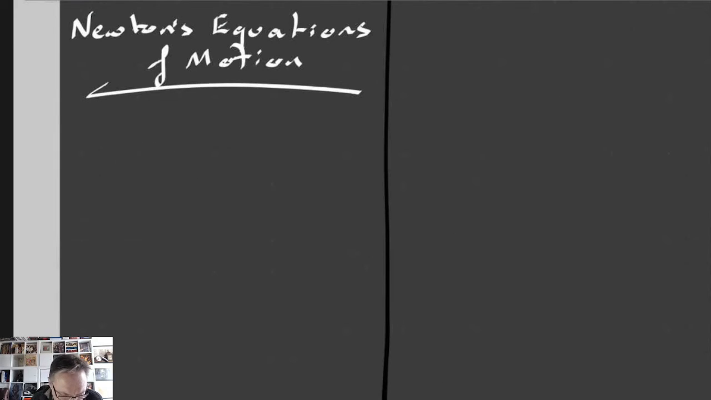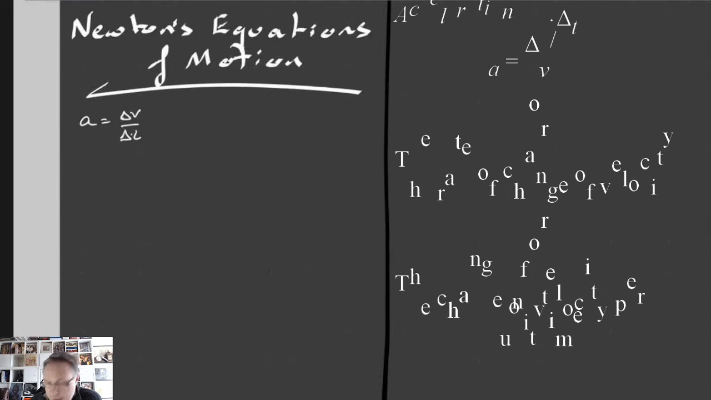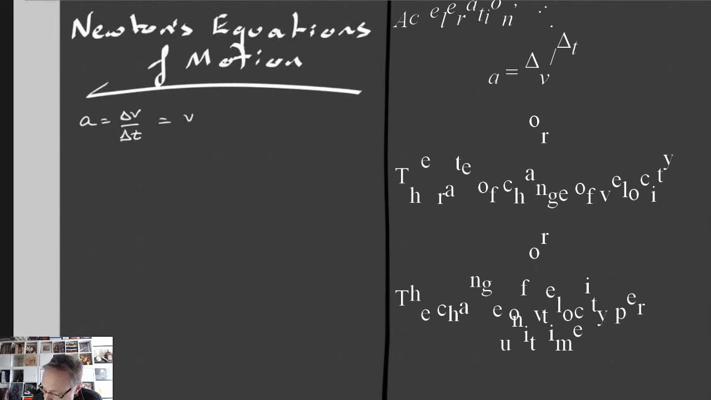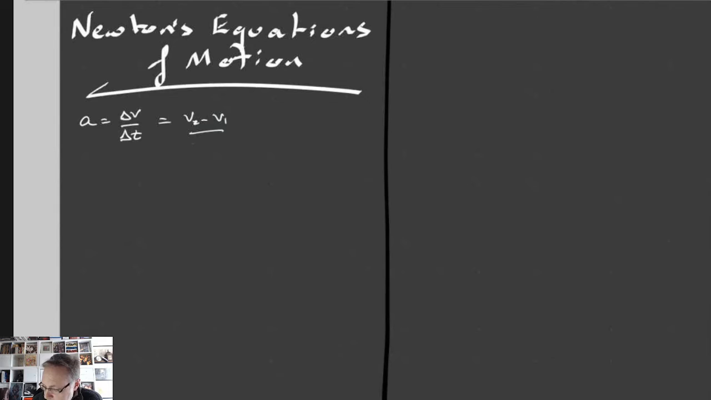We start with the definition of acceleration: a is delta v over delta t. I can write that as the change in velocity, very often final minus initial. I'm using subscripts to represent the final and initial values of the velocity. I could do it using numbers, saying v2 minus v1 over delta t, but in mechanics we have two different symbols for the initial and the final velocities.